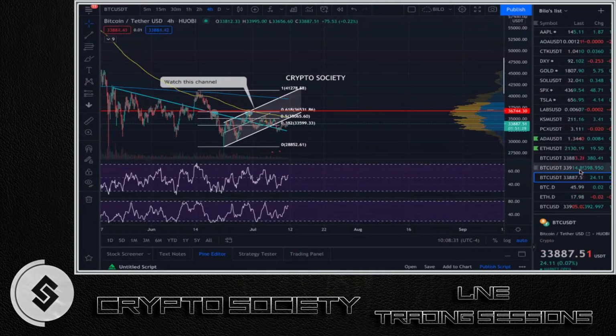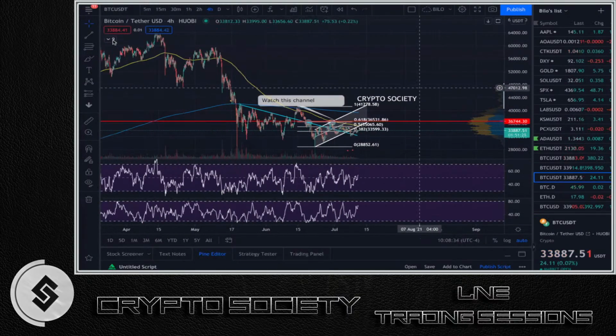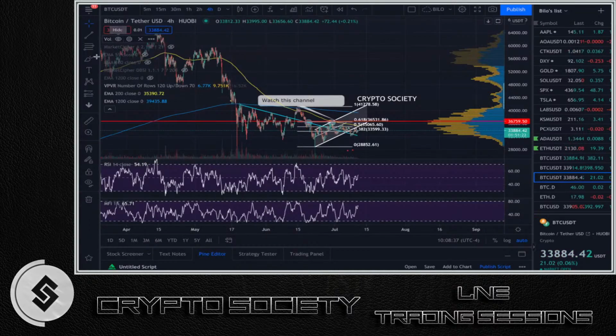The very important zones for Bitcoin to break presently are the 4-hour 200 EMA, which is the yellow line, currently sitting at approximately $35,000. So it's not such a far fetch. The next important resistance for Bitcoin to break is the 200 EMA on the daily, which is equivalent to the 1200 EMA on the 4 hours. And it's presently sitting at 39,435.